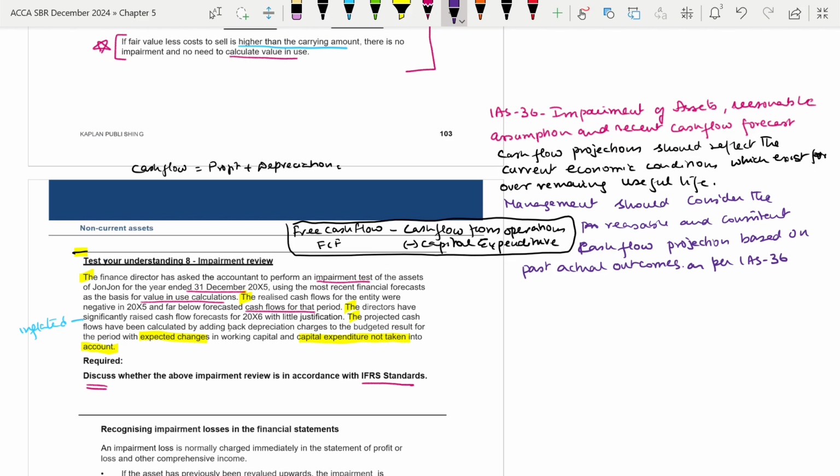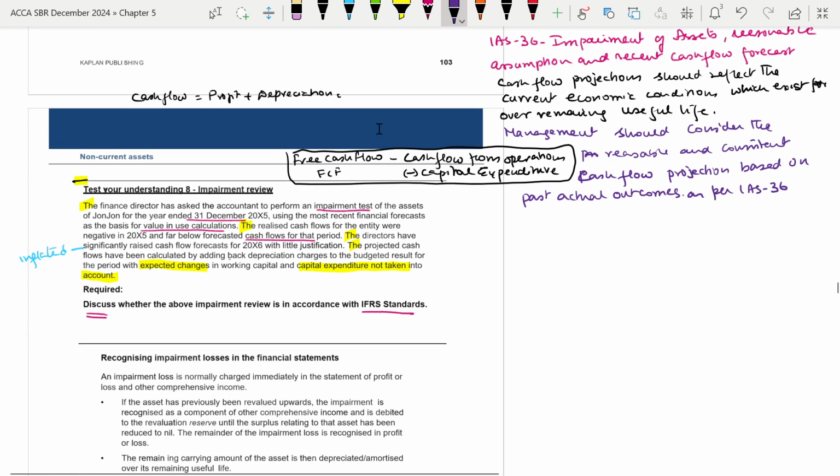Fine. Now, what has the management done? See the thing. They have exaggerated. They have significantly raised the cash flows. They have converted the negative cash flows into positive cash flows with no justification. Is it right? With no justification.